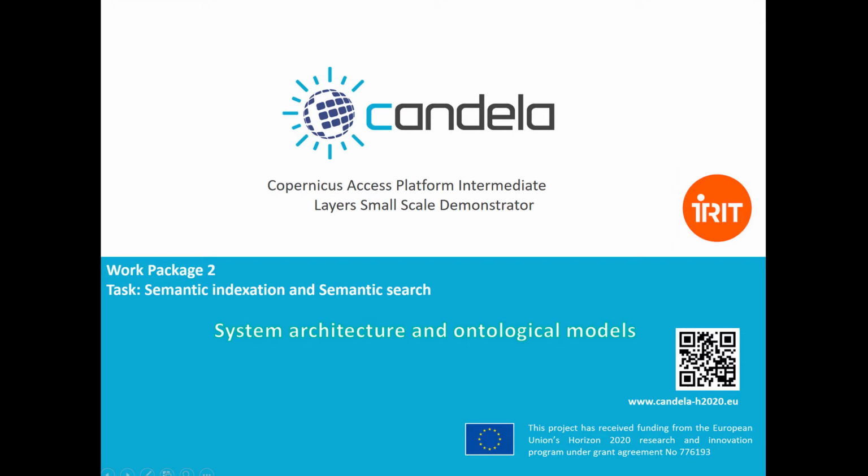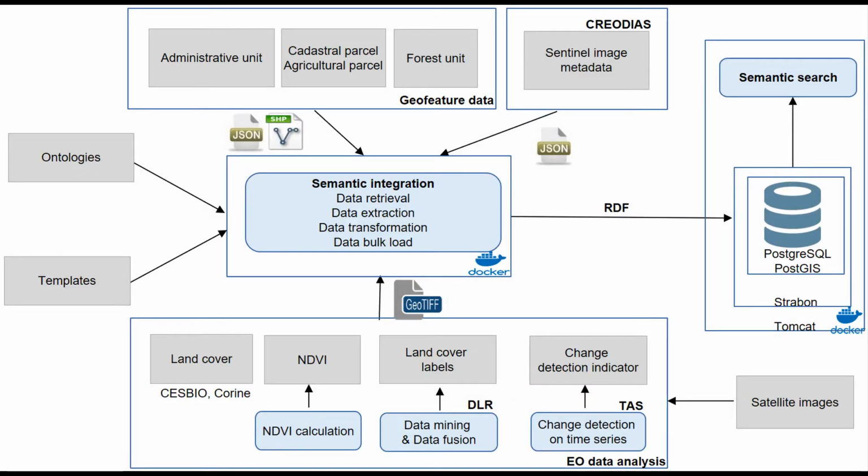In this video, I would like to introduce the Docker-based system architecture and the ontological models developed for the semantic indexation, aka triplification, and semantic search tools. System architecture: there are two Dockers, one for semantic indexation and the other for semantic data store and semantic search.